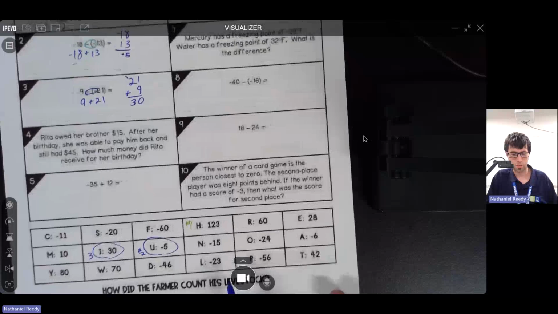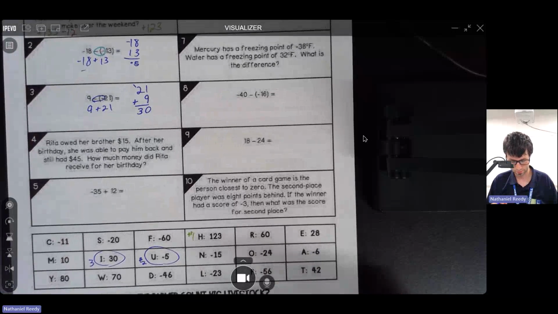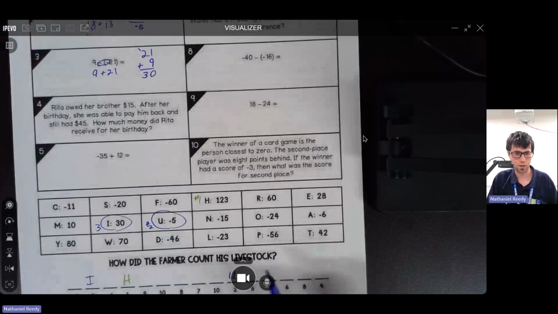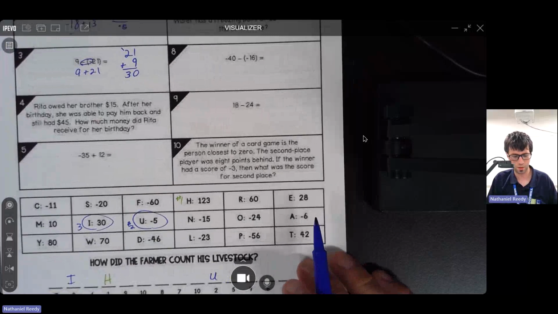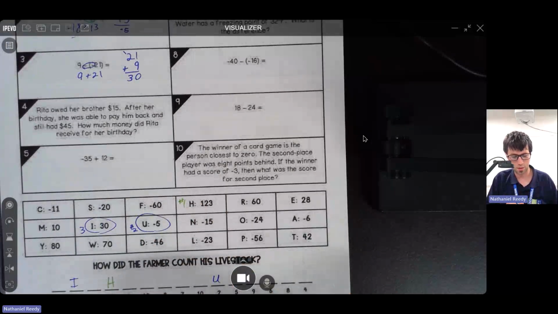Guess not. Okay, I'm going to do this last word problem, and then I'll see if you guys can do the other 6 on your own. I feel like this should be the answer to a joke down here, but if you figure it out, you guys let me know. Rita owed her brother $15 after her birthday, so she was able to pay him back and still had $45. How much did Rita receive for her birthday?